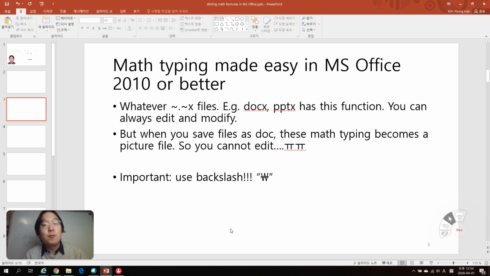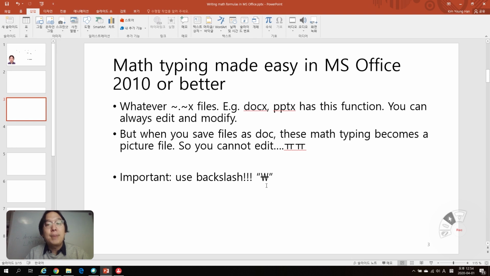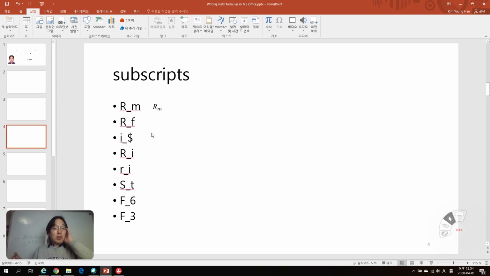Now, as I told you before about the format of the files, it has to end with X. And the important thing is you have to click the insert formula button. As you see, insert and formula button, and then punch in your backslash key, which is the key right above your enter key, the backslash key, which looks like a W, the Korean one sign. Okay, fine. The next one, let's go in.